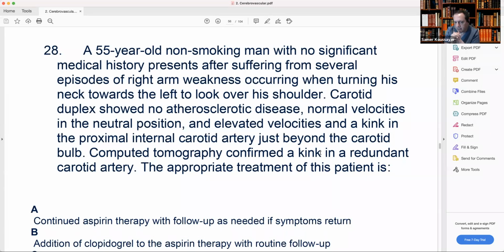So a stent will never really fix the kink in the internal. We fix it somewhere else, but not internal. So stent is not an option in this situation. Okay.